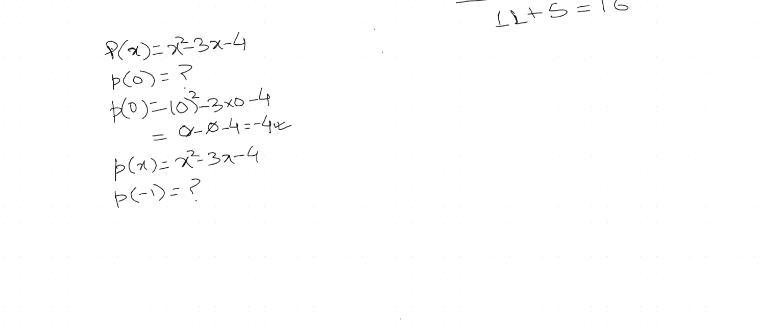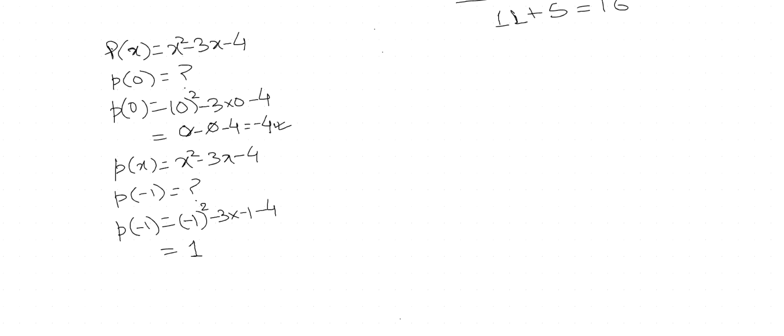Okay, now let's try to solve it. What is the meaning of P of minus 1? The value of x is minus 1. So wherever you have x, you have to substitute it by minus 1, correct? So this x is minus 1 to the power 2, correct? Minus 3 into minus 1. Then this is minus 4. So minus 1 squared is how much? 1. Is this clear to everyone? Minus 1 squared is 1.